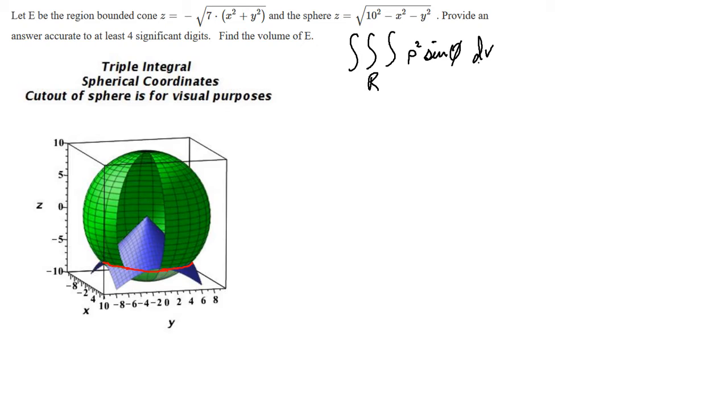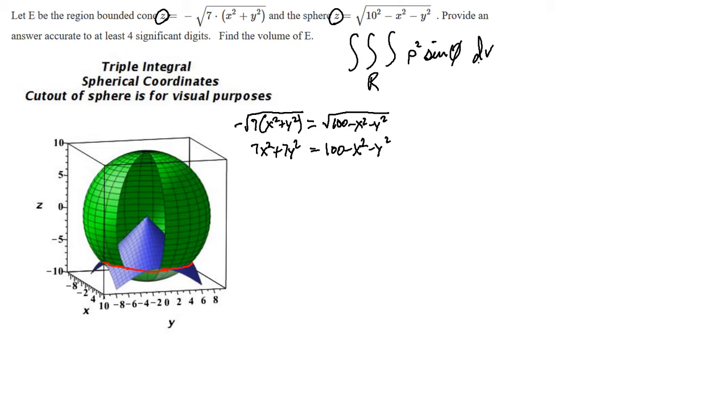We can find that intersection by taking this z value and this z value and setting them equal to each other. So if we took the negative square root of 7x squared plus y squared and set it equal to the square root of 100 minus x squared minus y squared, and then finish solving. If we square both sides, that gets rid of the negative, and we have 7x squared plus 7y squared, and 100 minus x squared minus y squared.